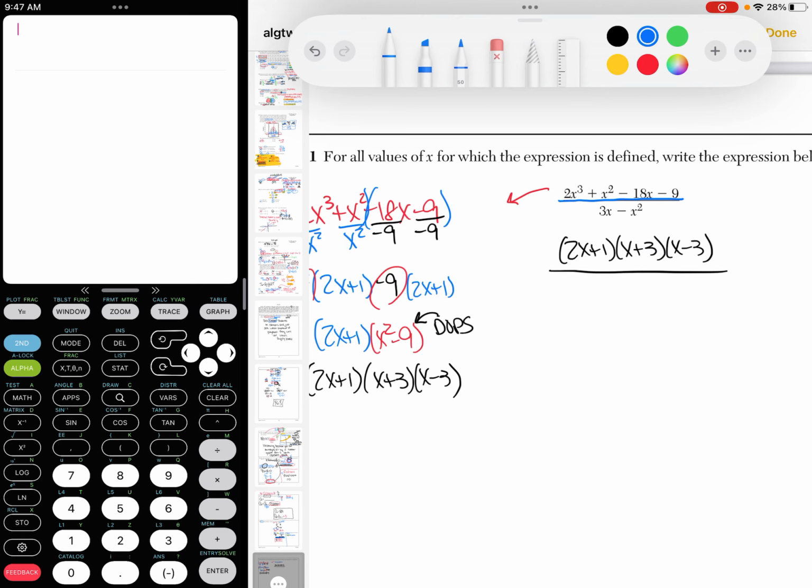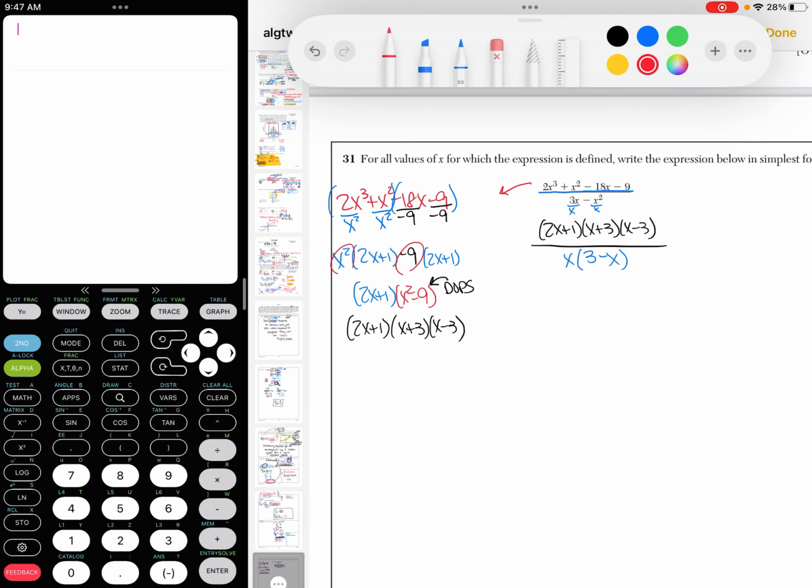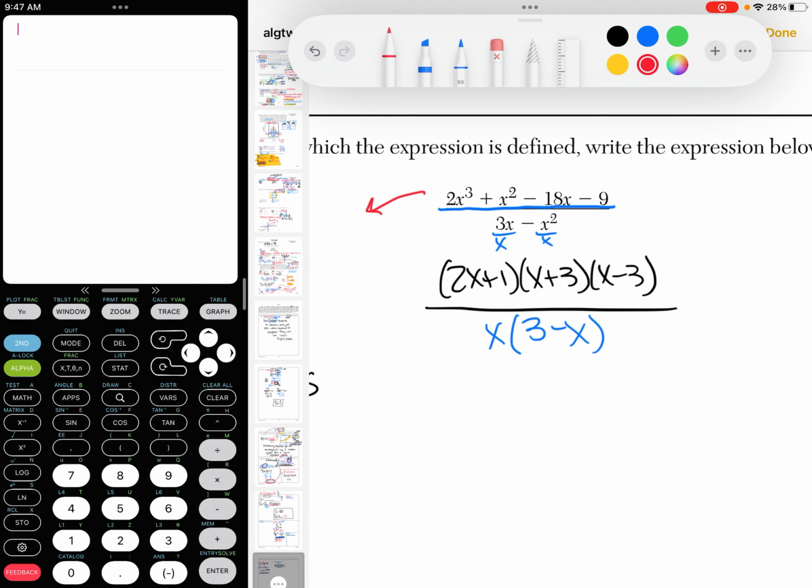Now on the bottom, all I have on the bottom is GCF, and all they have in common is an x. I'm going to take an x out. When I take an x out, it leaves me with a 3 minus x. Now, we factored the top, we factored the bottom. When you're simplifying, you now need to cancel common factors on the top and the bottom. We talked about in class, you always want to cancel identical factors first. There are no identical factors here.